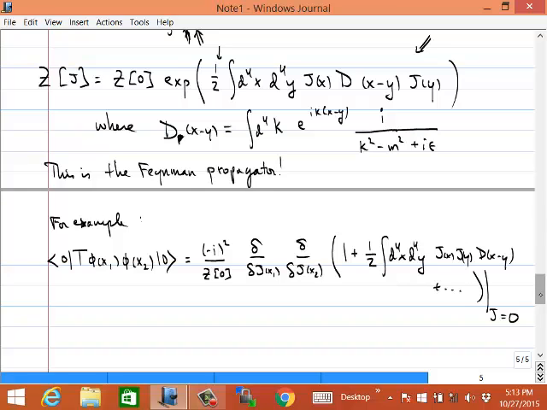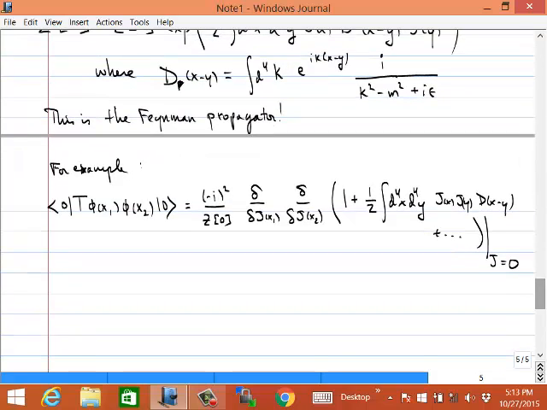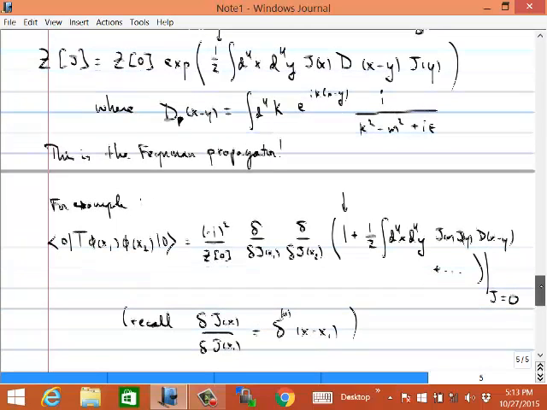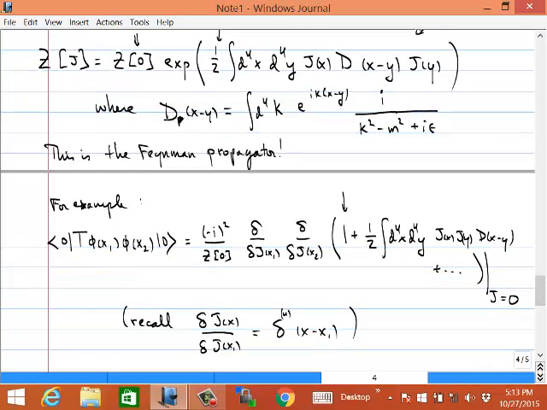And so now I can just go ahead and compute that using the fact that, say, the derivative of j of x with respect to j of x1 is a delta function that sets x equals to x1. So what is that two-point function? Well, if you take the derivative of that guy, it's just equal to 0. Actually, I left out, there was a Z of 0 here, which cancels this Z of 0 right here. So I'm just going to cancel it out.